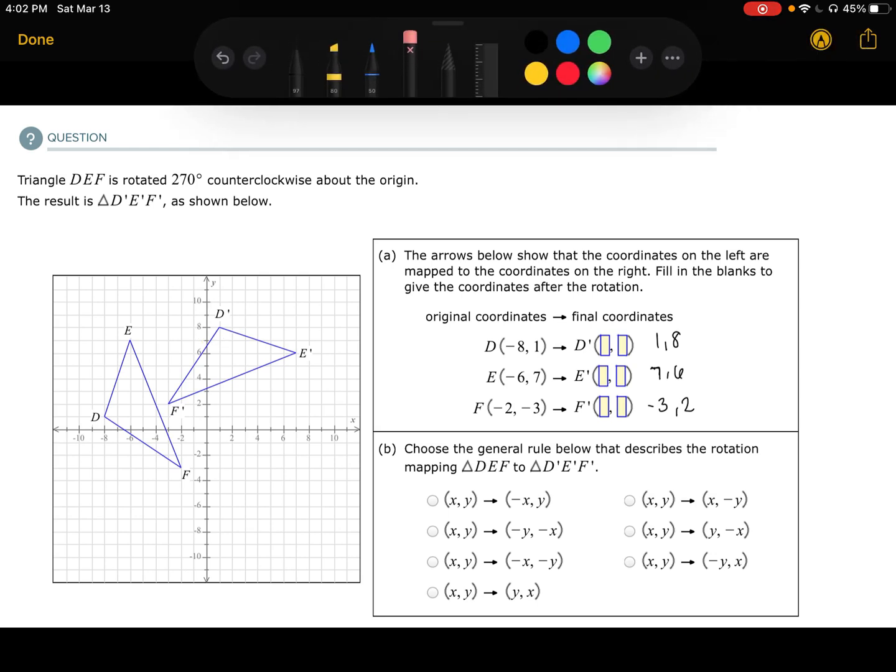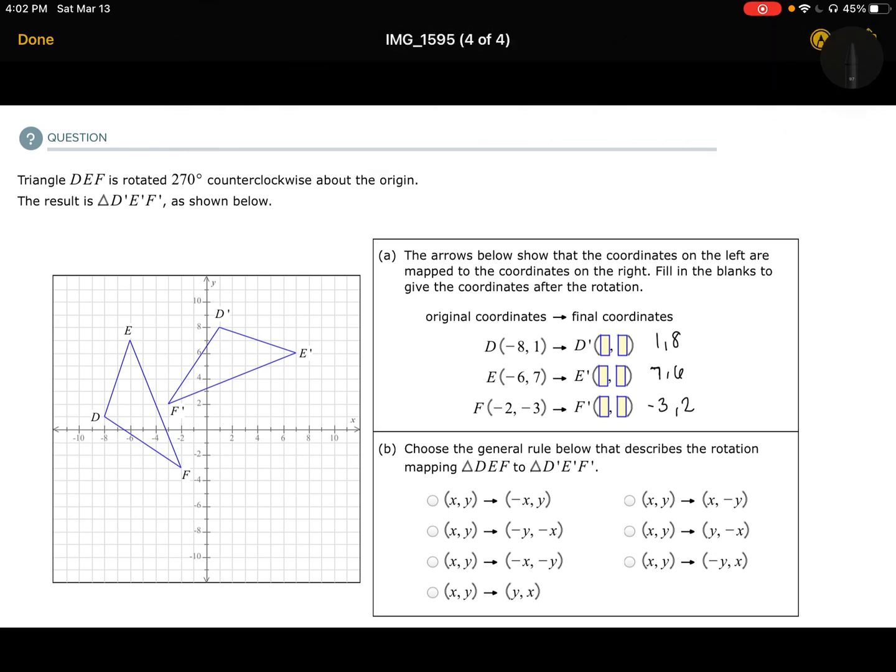Anyway, the second one is over here, right? So I plotted the points where D is negative 8, 1, and then the second one is 1, 8. And then E is negative 6, 7, and the second one is 7, 6. And then F is negative 2, negative 3, and the second one is negative 3, negative 2. Now, some of you have already started to see the pattern just from me saying it. So you're like, what pattern are you talking about?